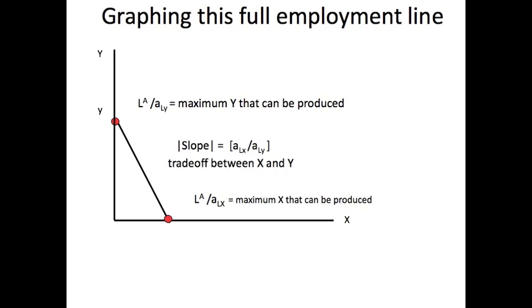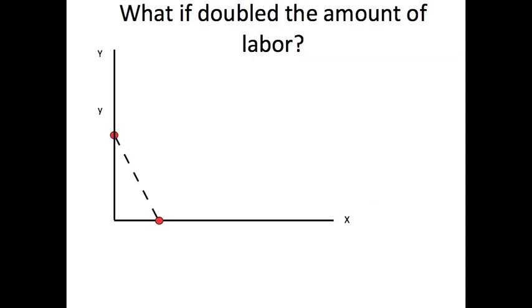As we saw before, the slope is ALX over ALY. That is to say, the opportunity cost of X is the slope of the PPF. It'll be useful to think about what would happen to this PPF if the amount of labor that was available in this economy were to double. The original PPF is given by the dotted line.